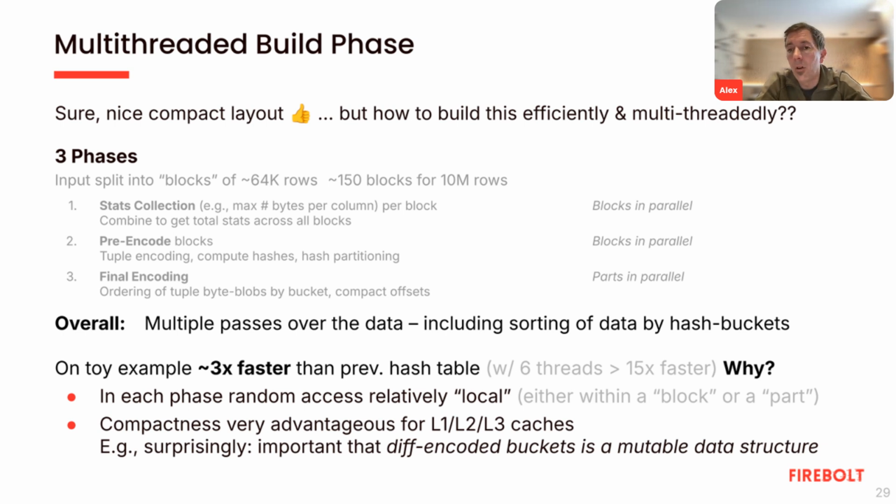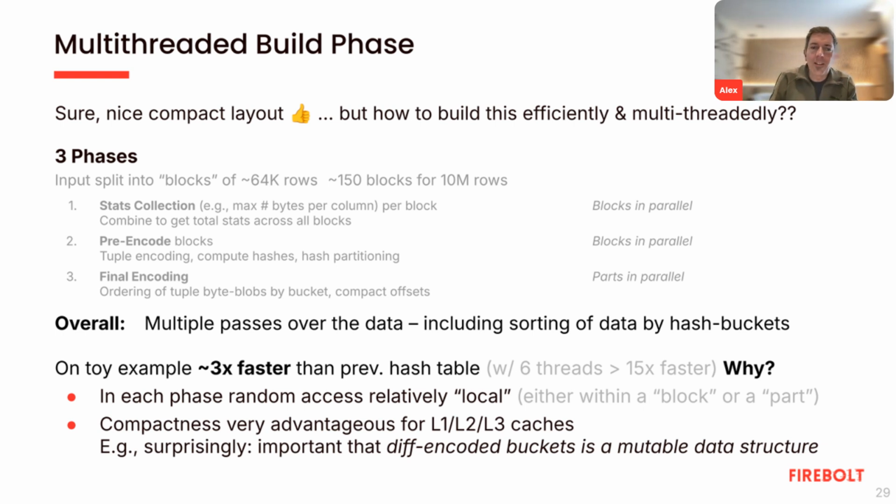And actually what we do also is we do a hash partitioning. So we sort the entries by their hash buckets. Finally, in the last phase, we now go over the partitioning, and there we go over the parts of that partitioning in parallel. And we reorder all tuples such that, the important thing was that the tuples within a bucket come back to back. So we reorder them such that they have that property, and we compute these compact diff encoded offsets while we're doing so.